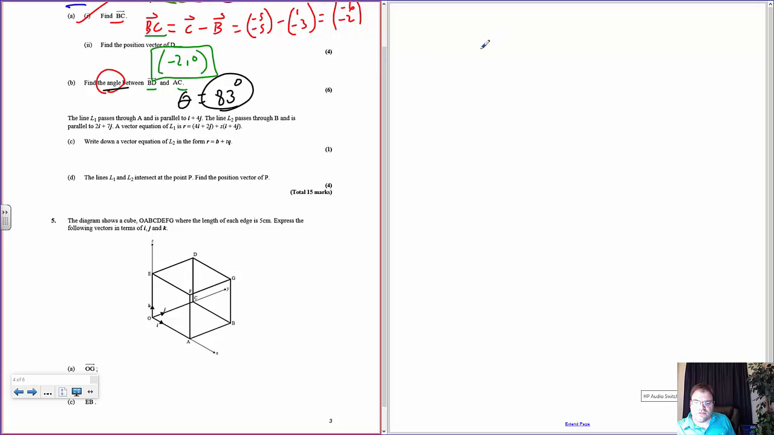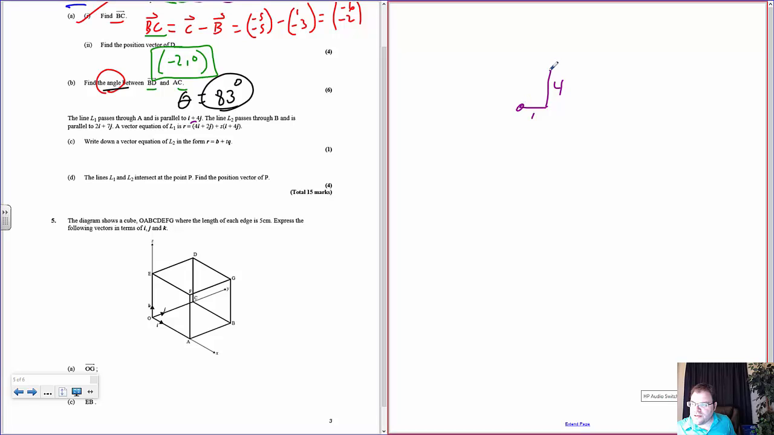So line L1 passes through A and is parallel to 1I and 4J. Imagine a vector, 1I and 4J, so 1 and 4. If I have a vector like that, it's going over 1 and up 4. That's what this is telling you right here. There's another vector, it says, that is parallel to this one, that has a point A on it. If they're parallel, they're going in the same direction. This is 1 and this is still 4. It's the same.